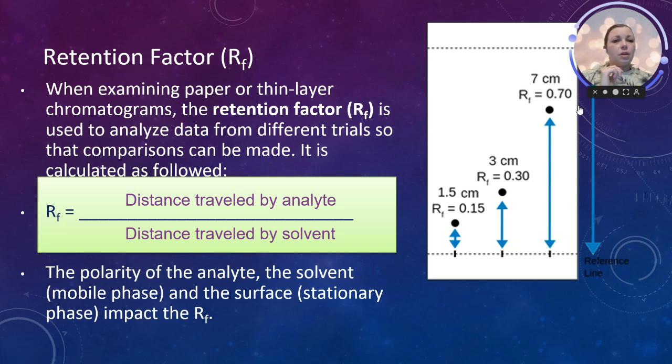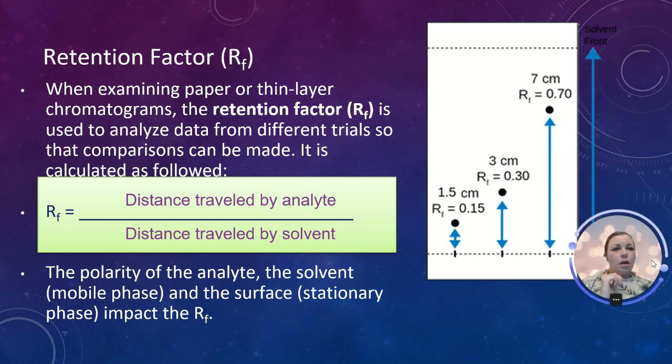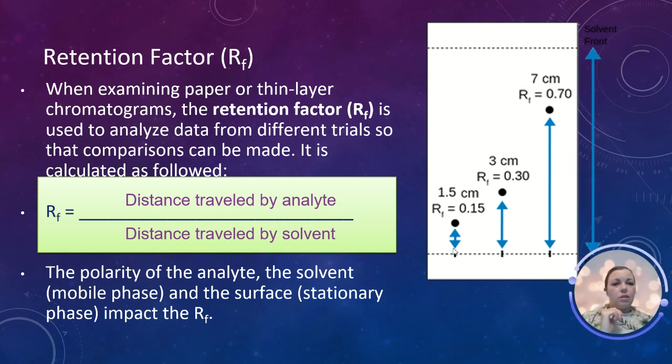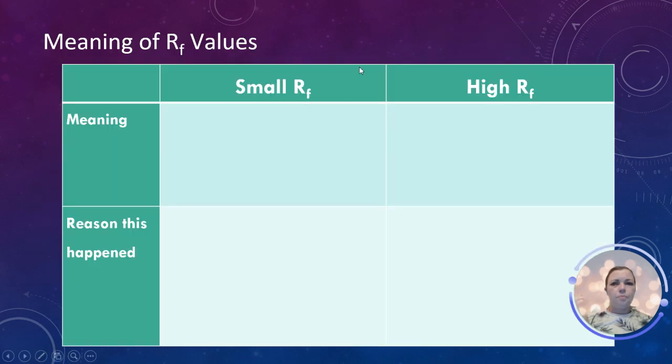Here's another example where we're looking at different Rf values. If your solvent front traveled this far, and this spot went 1.5 centimeters, this would have an Rf of 0.15. So the solvent must have traveled 10 centimeters. This would have an Rf of 0.3, and this would have an Rf of 0.7. But if you do another trial, and in that case your solvent only went 5 centimeters, we would expect this spot to only go 0.75 centimeters, but your Rf would remain the same. That's really important for you to understand.